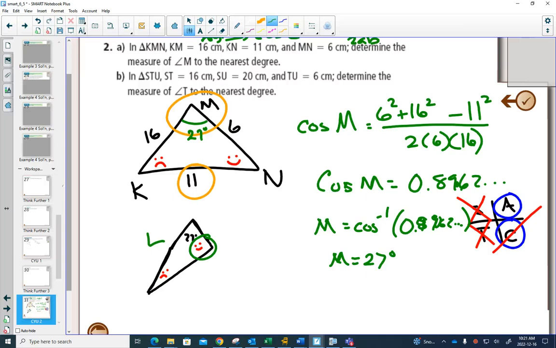So this will be the biggest angle. The sad face actually will be even smaller than 27, because the 27 is opposite of the 11, and 6 is smaller than 11, so the sad face one will be the smallest angle.